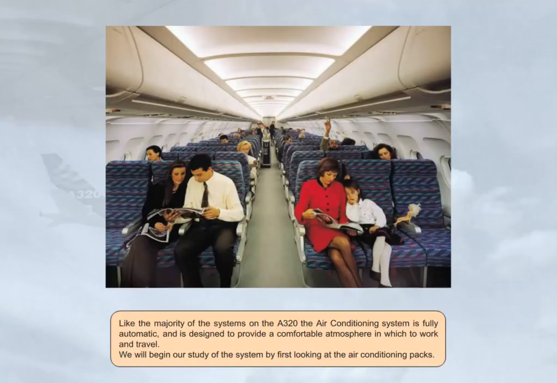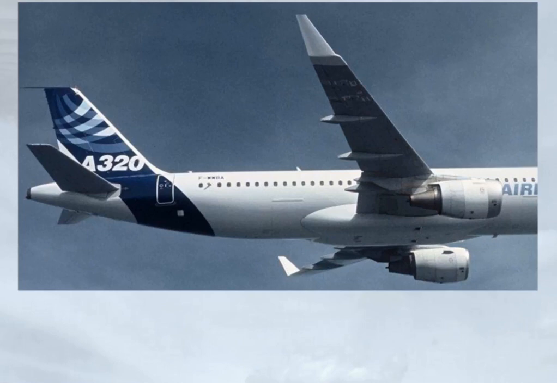Like the majority of the systems on the A320, the air conditioning system is fully automatic and is designed to provide a comfortable atmosphere in which to work and travel. We will begin our study of the system by first looking at the air conditioning packs. The A320 is equipped with 2 air conditioning packs located in the wing root area forward of the landing gear bay. Let's look at how a pack works.